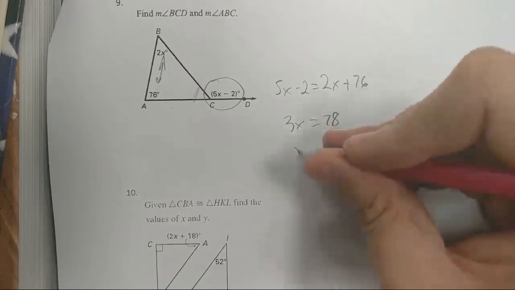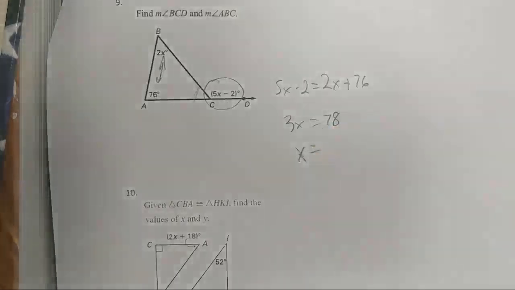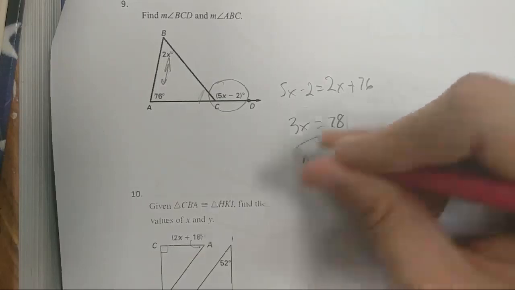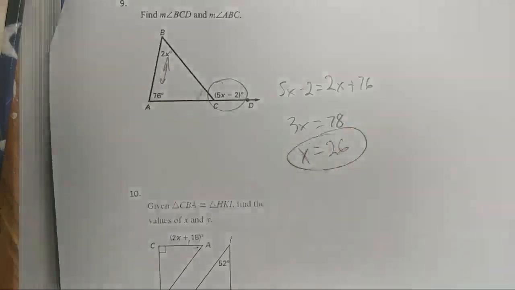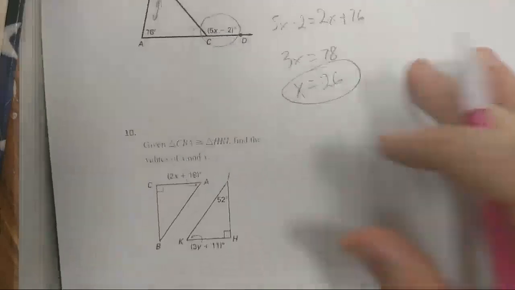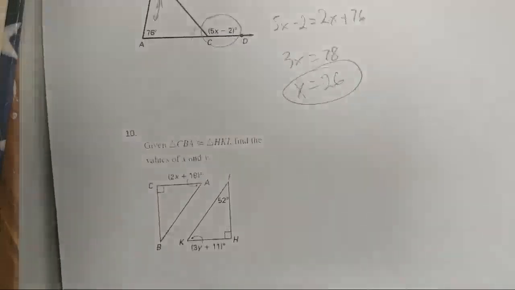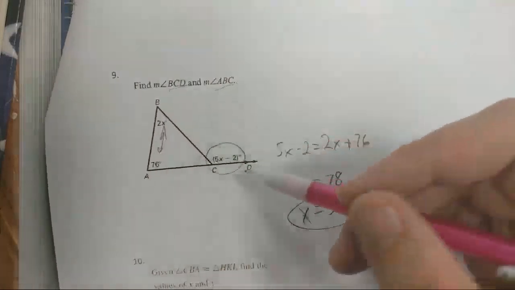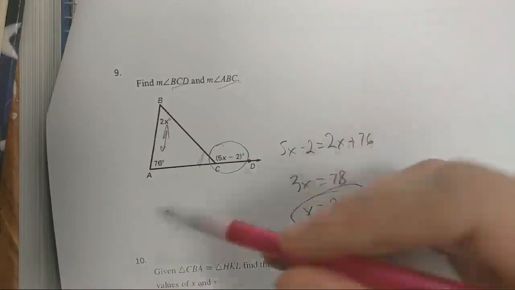Divided by 3, x equals 26. Yeah, so x equals 26. Did it ask for 26? Oh my god, they asked for angles BCD and ABC. So if I stopped there, I would have got it wrong.